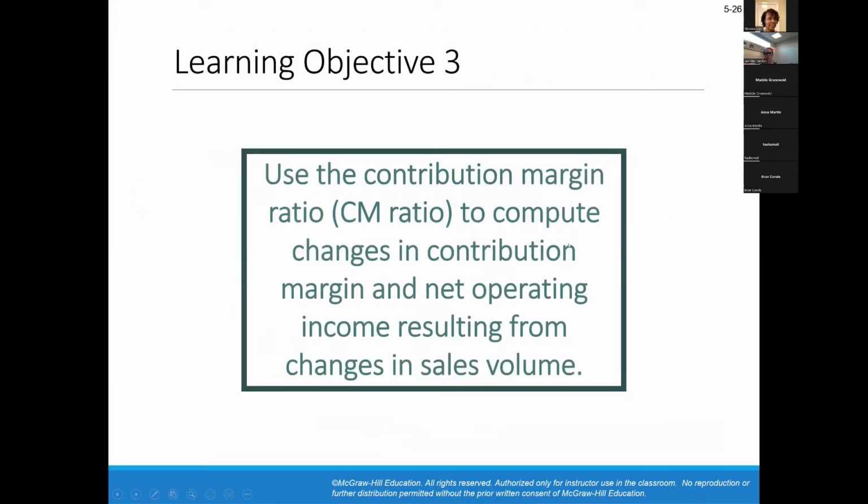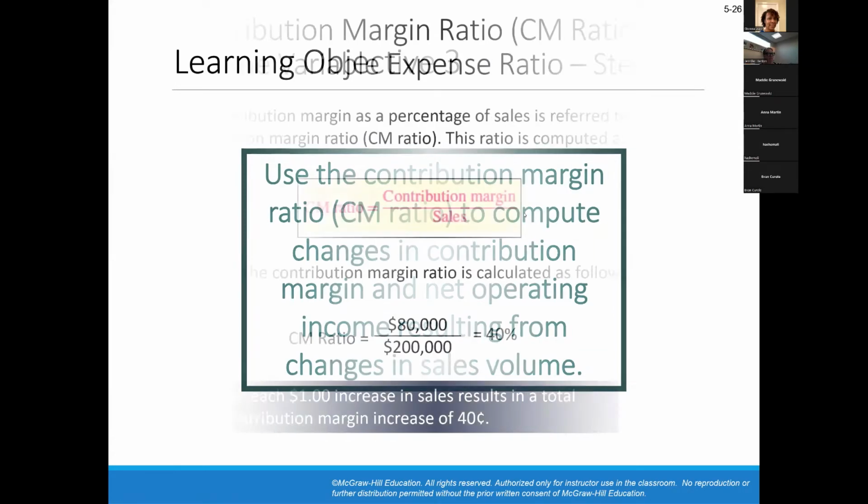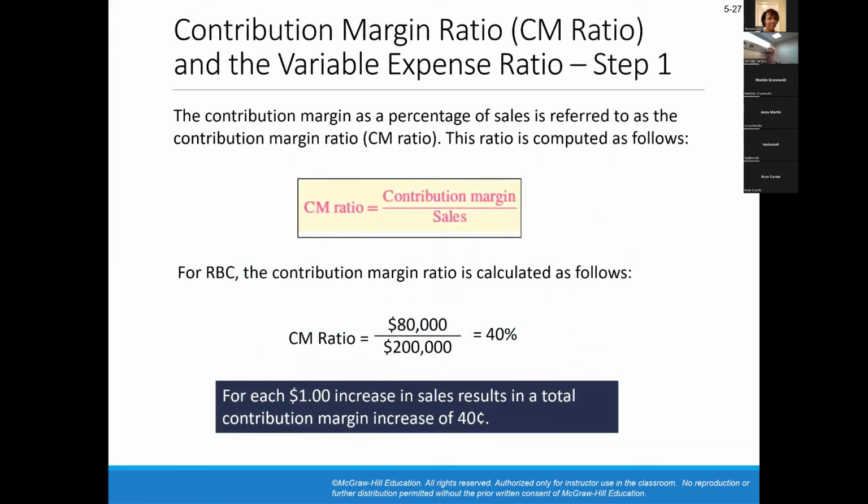Okay, so we're going to look at contribution margin ratio. All right, so the contribution margin as a percent of sales is referred to as the contribution margin ratio. This is the formula, so you might want to write that down because your questions can ask you for your contribution margin ratio. All it is is the contribution margin divided by the sales. So in our example, we know that our contribution margin was 200, and then we would divide that by the sales. If we were doing per unit, it would be 500.